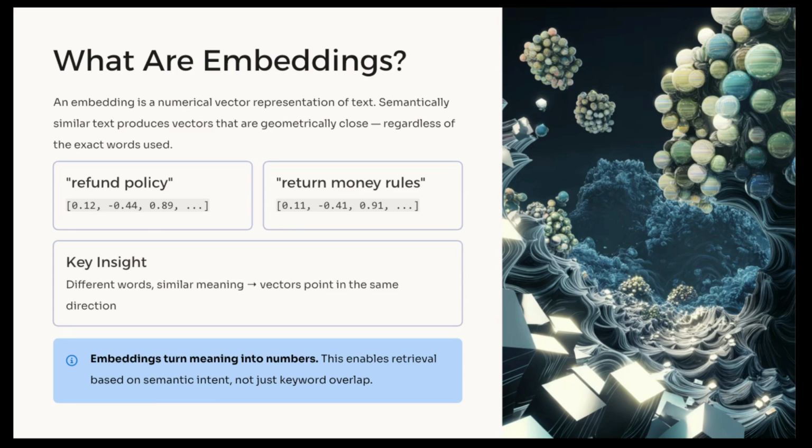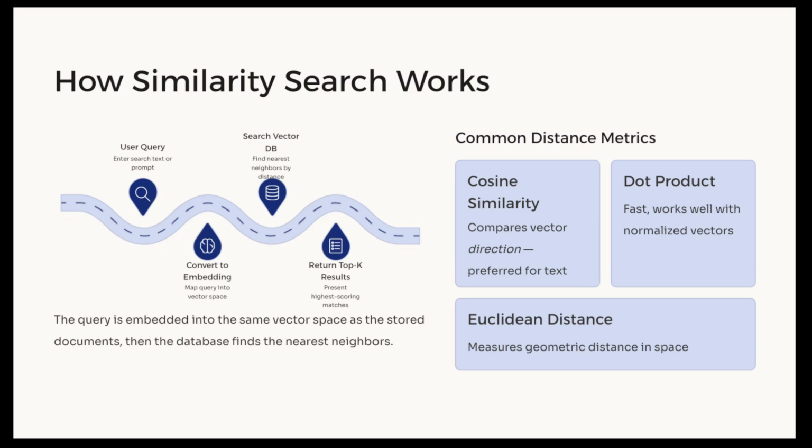Embeddings are used in semantic search, RAG systems, recommendations, clustering, and classification. The key idea is this: embeddings turn meaning into numbers. Once text becomes vectors, we can compare vectors. The goal of similarity search is to find the nearest vectors to a query vector. For example, a user may ask, "How do I refund an order?" The system converts the query into an embedding. Then it searches the vector database. Finally, it returns the top K similar chunks.